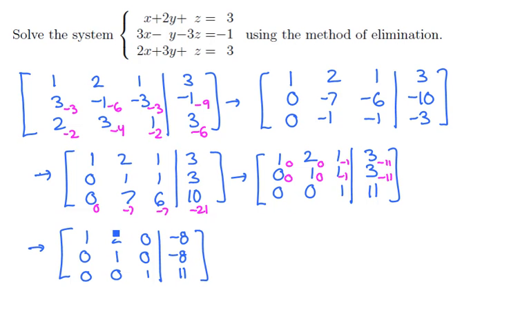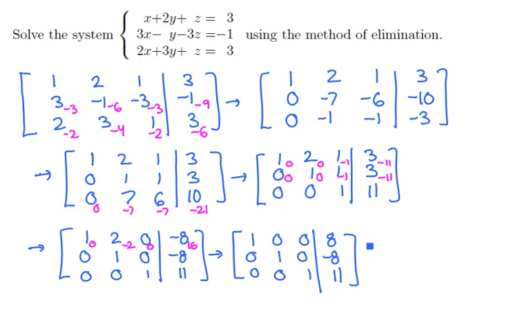I can also get a 0 above this pivot by multiplying the second row through by 2 and adding it to the first row. Scaling the second row through by negative 2 gets me 0, minus 2, 0, 16. And adding that to the top row yields 1, 0, 0, 8, 0, 1, 0, minus 8, and 0, 0, 1, 11.